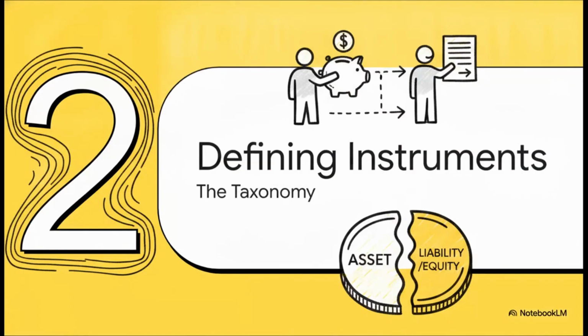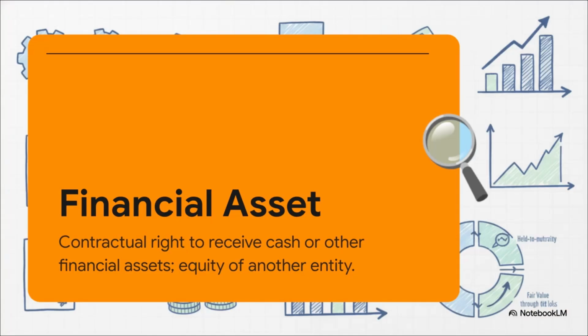Moving on to Section 2, defining financial instruments, the taxonomy. Let's establish a bit of a rhythm here by clearly defining the core creatures in our accounting taxonomy. A financial instrument is simply any contract that creates a financial asset for one entity and a financial liability or equity instrument for another. It's essentially a two-sided coin. So let's look at the first side of that coin. A financial asset is, at its core, your right to receive value. That could be cash sitting in the bank, trade receivables from a customer, or shares you own in another company. The absolute key word here is right. You hold the legal power to receive a benefit.